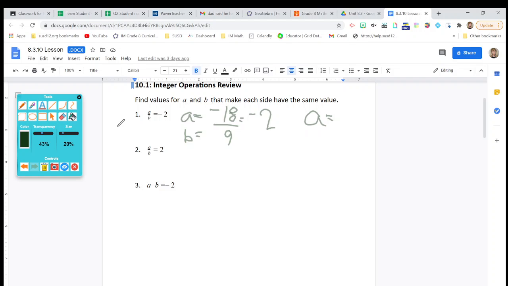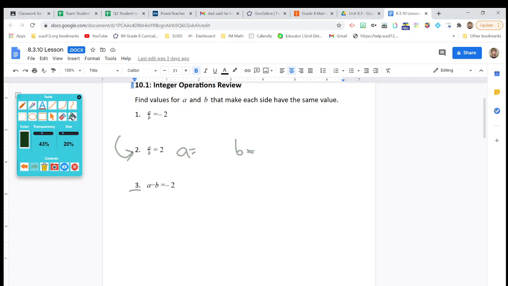Here's another idea. How about A equals 52? Then B must equal negative 26 because 52 divided by negative 26 equals negative 2. Now, these are some of my ideas. I want you to answer with your ideas. What values could A and B be such that A divided by B equals negative 2? And then I want you to do it again for number 2, such that A divided by B equals positive 2. So you should tell me what A equals and what B equals.